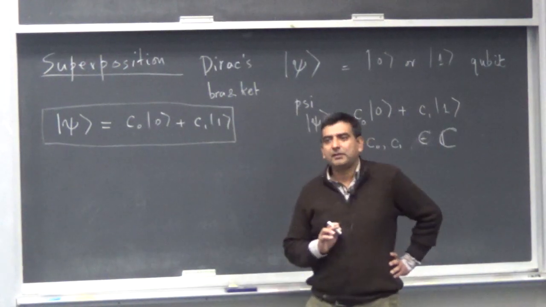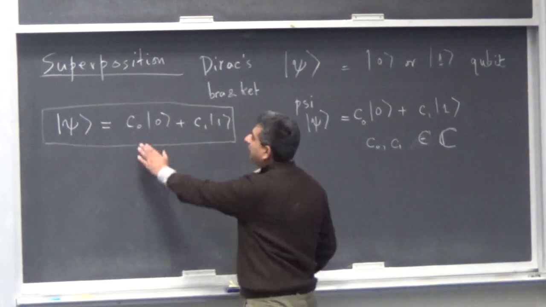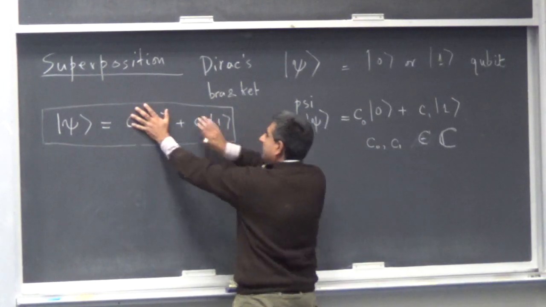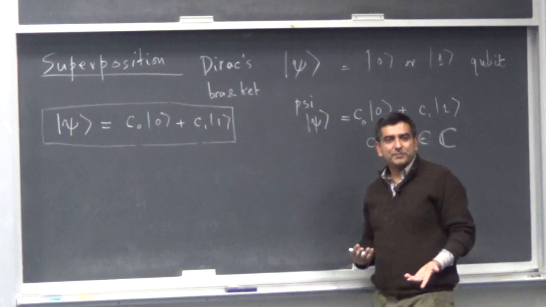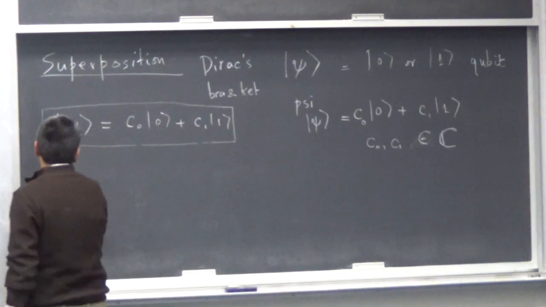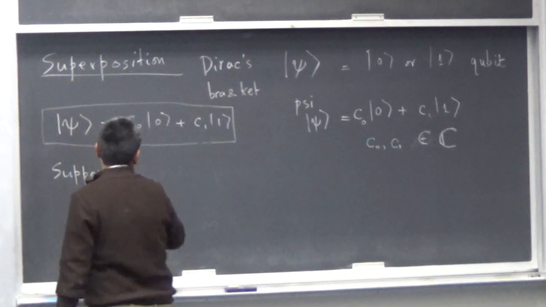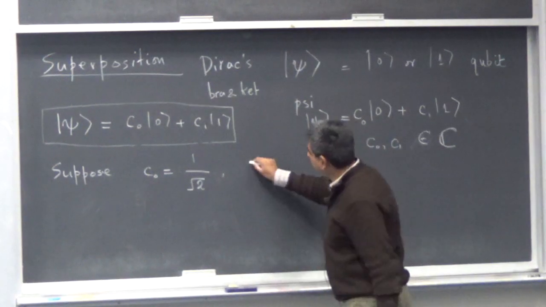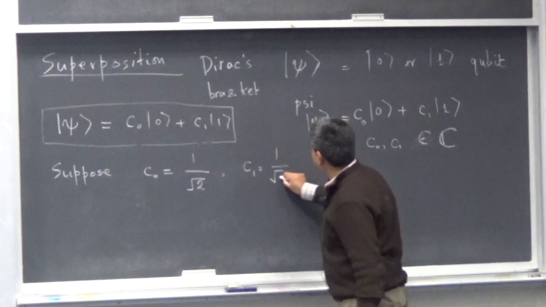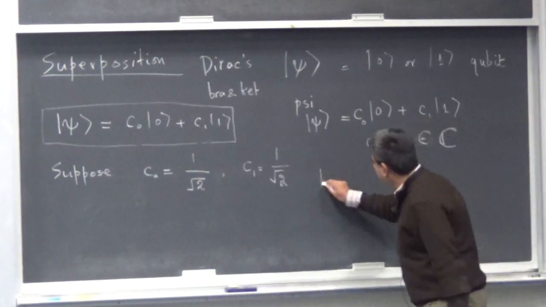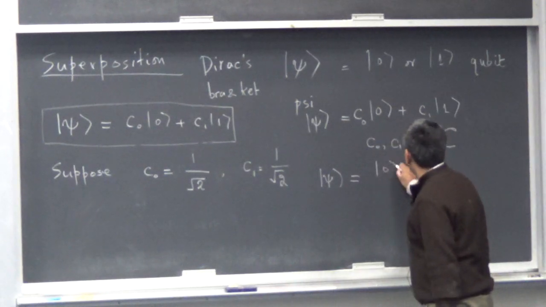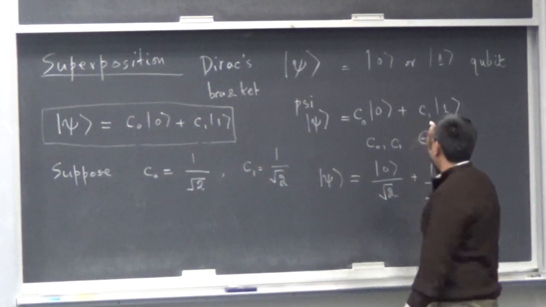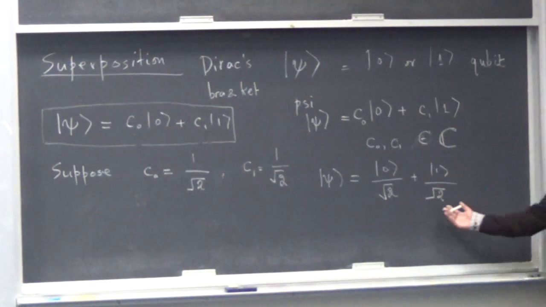Let me give you an example. So one example is C0 is 1, C1 is 0. So this is your state, right? Another example is C1 is 1, C0 is 0. This is your state. But there are more interesting examples as well. Suppose C0 is 1 over root 2 and C1 is 1 over root 2. Then my quantum state is going to be ket 0 over root 2 plus ket 1 over root 2. This is an example of a superposition.